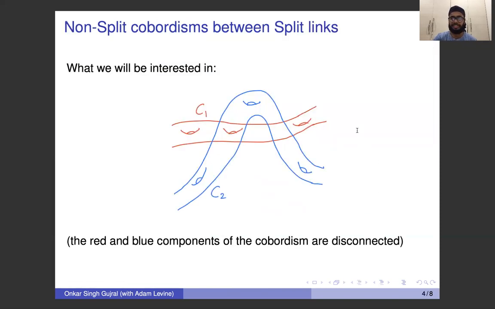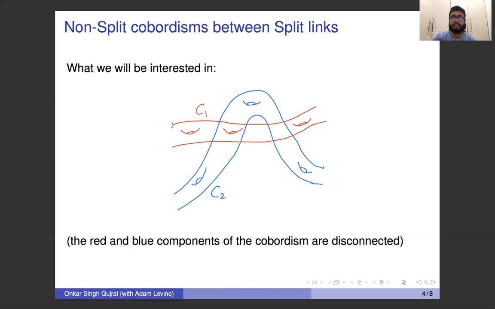So this is the picture we will be looking at. Over here you have a non-split cobordism. That is, we notice that the red and the blue parts are allowed to be linked up in some complicated way over here in the middle. However, we require that the red and the blue parts continue to be split on the ends.